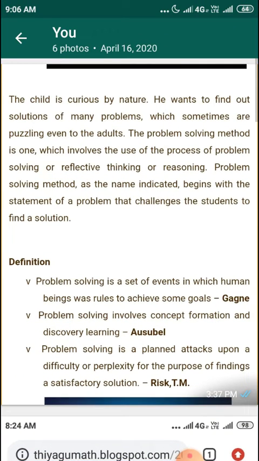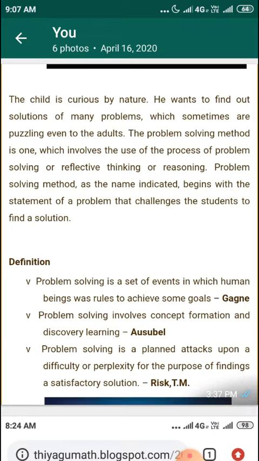Today's session is on the problem solving method. We know well that the child is very curious. The child is curious by nature. He wants to find out solutions of many problems, which sometimes puzzle even the adults.